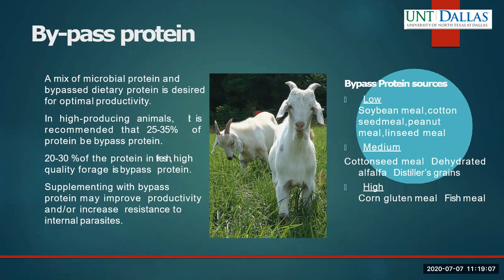So what are the different sources of this bypass protein? If we look for the low protein sources, they are soybean meal, cottonseed meal, peanut meal, linseed meal. The medium sources are cottonseed meal, dehydrated alfalfa, or you can say distillers grains, and the high protein sources you will see in corn gluten meal or fish meal.